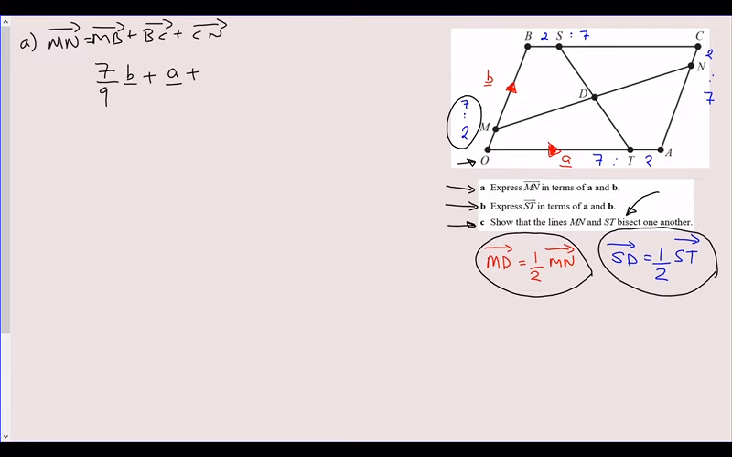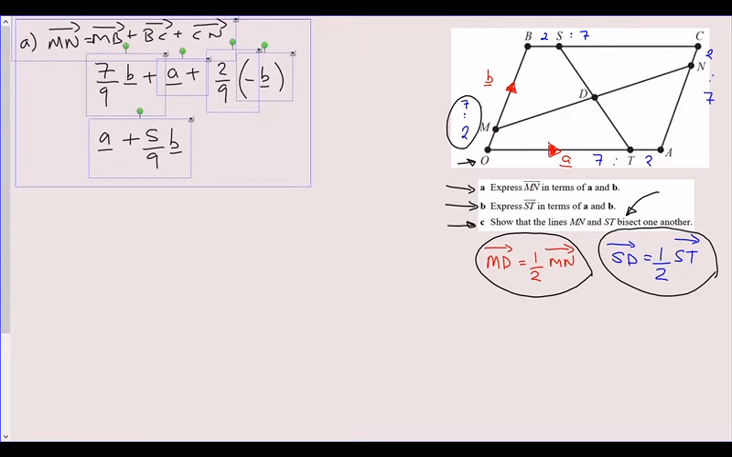And C to N, well, that's going to be 2/9 of negative, so we're going in the opposite direction of O to B, from C to A. So that's going to be negative B there. So I'll just tidy those up. So I've got A plus 5/9 and B. Okay, so we'll just put that to one side for a moment.